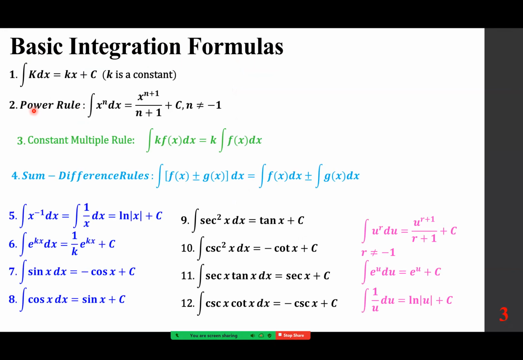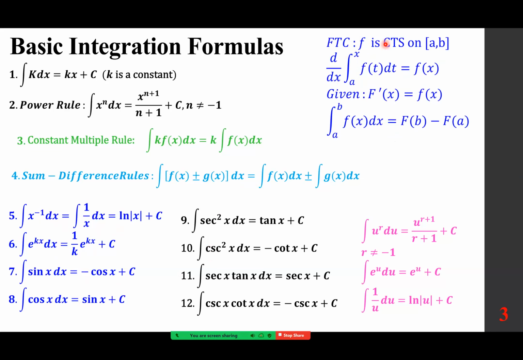Here are various basic integration formulas that we have seen, from the constant to the power rule. X to the power minus 1, or 1 over x, results in ln x. E to the power of kx is 1 over k e to the power of kx. Sine gives you negative cosine. Cosine gives you sine. And of course, we have a constant in all cases.